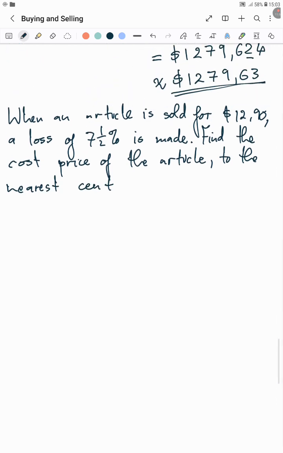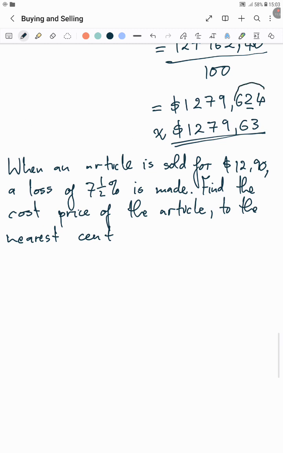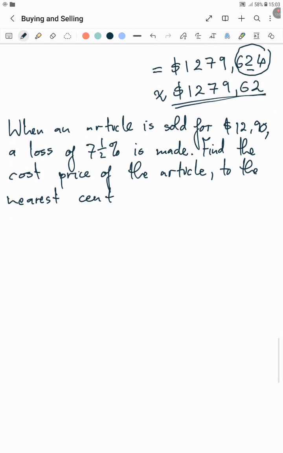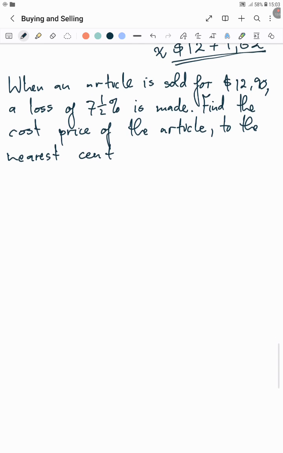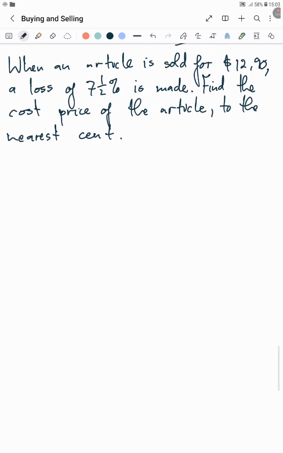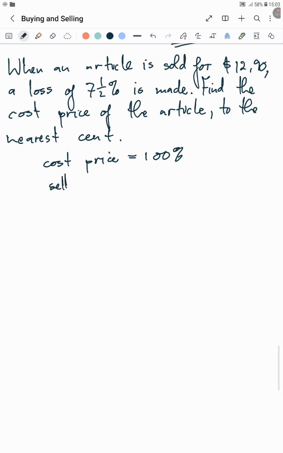So if we also put this answer to the nearest cent, it will be equal to $1,279.62. Okay, so let's look at this one. As I said before, cost price is always 100%. Now the selling price in this case resulted in a loss, which means we are subtracting the percentage from 100.